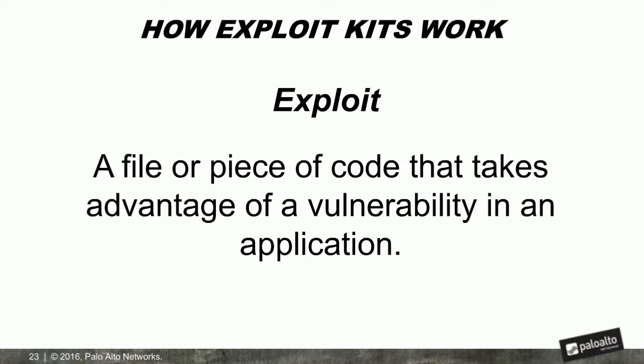The difference between a vulnerability and an exploit is that an exploit is a file or a piece of code that takes advantage of a vulnerability in an application. It's the exploit that allows the criminals to install the ransomware on your machine behind the scenes if you're using an exploit kit. The exploit itself is not malicious. The exploit has to be used within a particular framework, and in this case, that framework is exploit kits.